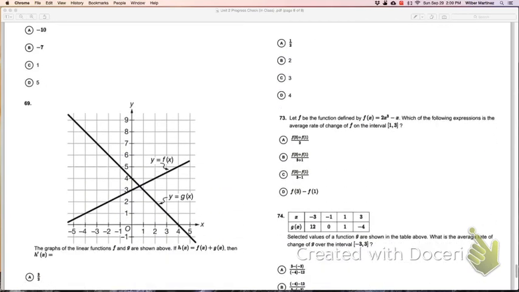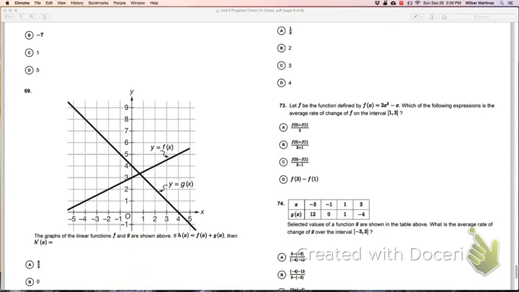For number 73 on my paper, it says, which of the following expressions is the average rate of change on this interval? Remember that to find average rate of change is just the slope. So I need to know what f of 3 is. Looking at our answer choices, they don't even plug in 3. They just wanted to know conceptually what it would be.